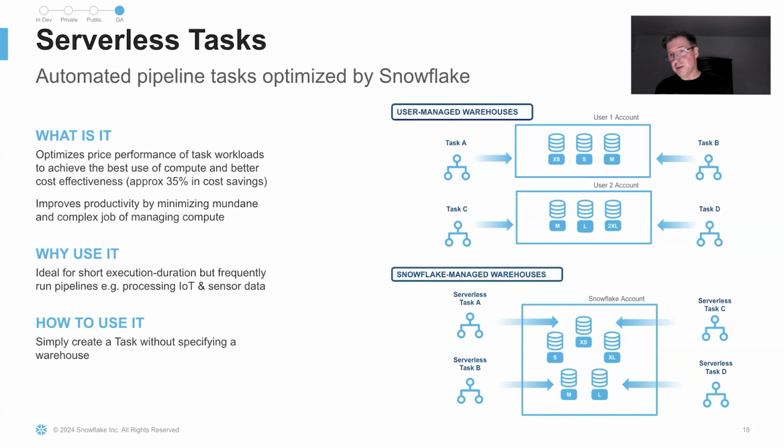The way we run tasks is either by what we call user-managed warehouses, meaning you define what compute you're going to use, the size of that compute, or we can run them as serverless, meaning they are Snowflake-managed warehouses, where Snowflake will figure out, based on previous runs, what is the optimal size of the compute to be used in order to execute these tasks.